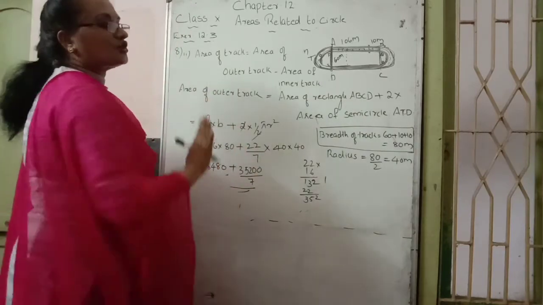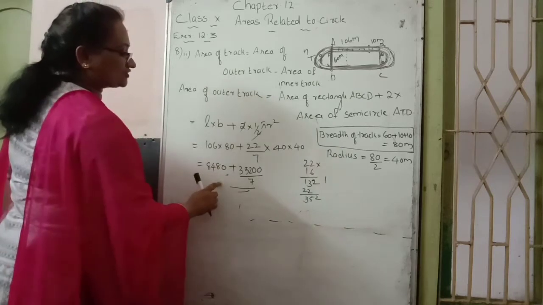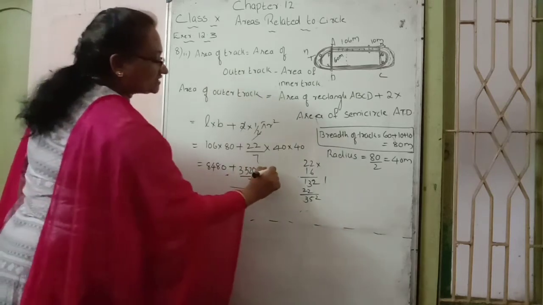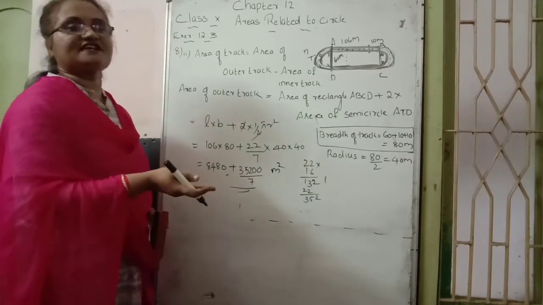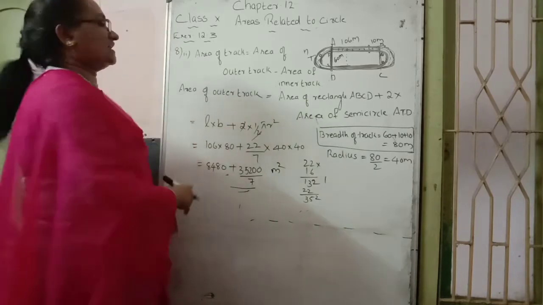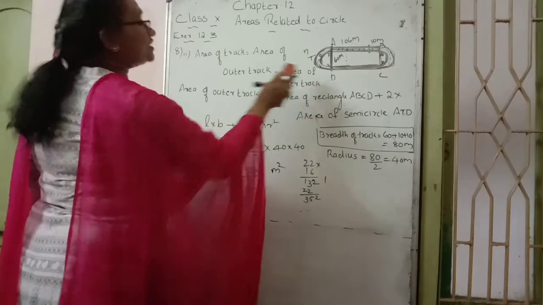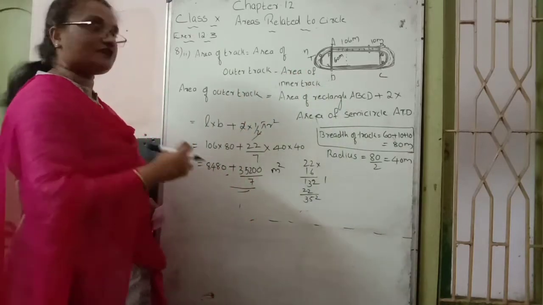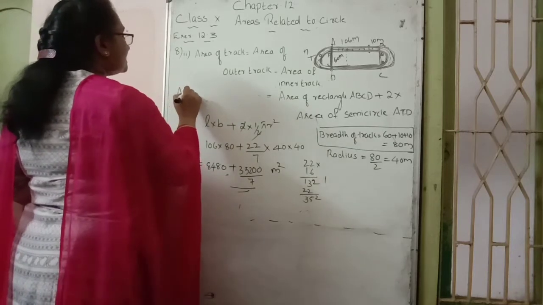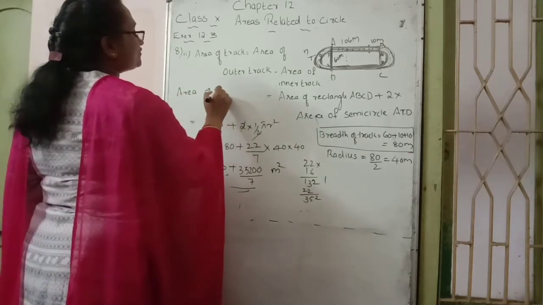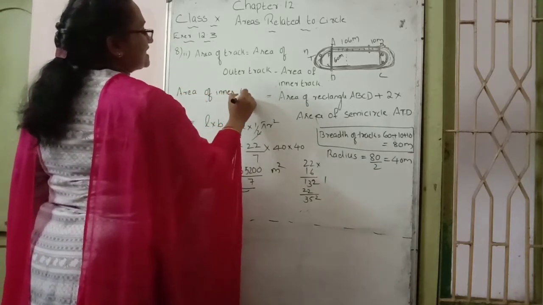This is the area of the outer track. This much meter is the area of the outer. Later we can calculate, now up to there is enough. Then next process, the area of the inner track also we find out. Same process. Next part is the area of the inner part. The area of the inner track we want.